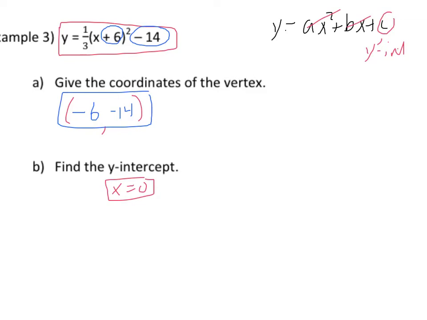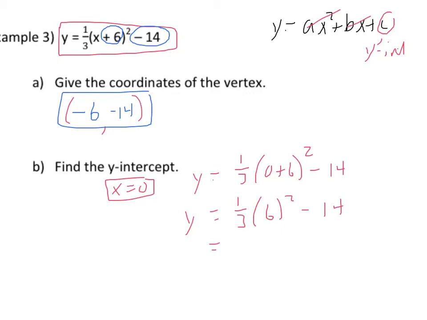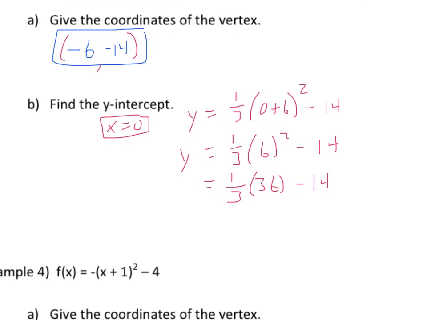So we take the problem, we plug in 0 for x, and we get six squared inside the parentheses. 6 squared is 36. 1/3 of 36 is 12. So we get -2. So the y-intercept is -2.